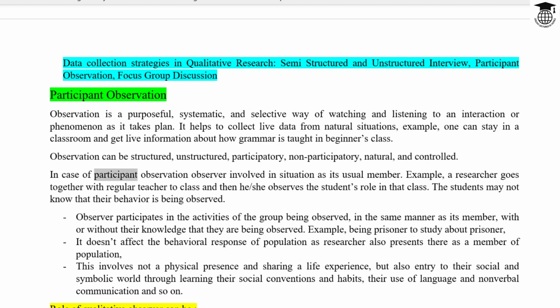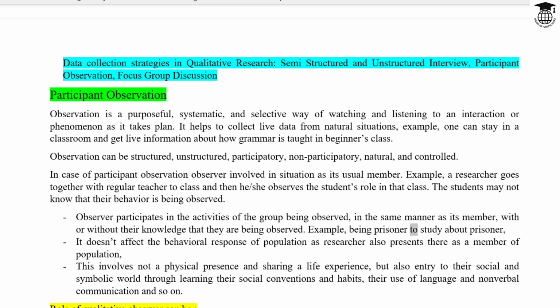In the case of participant observation, the observer is involved in the situation as its usual member. For example, a researcher goes together with the regular teacher to class and then observes the students' role in that class. The students may not know that their behavior is being observed. The observer participates in the activities of the group being observed, in the same manner as its member, with or without their knowledge that they are being observed.